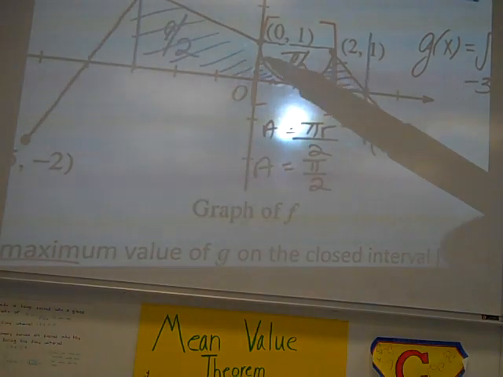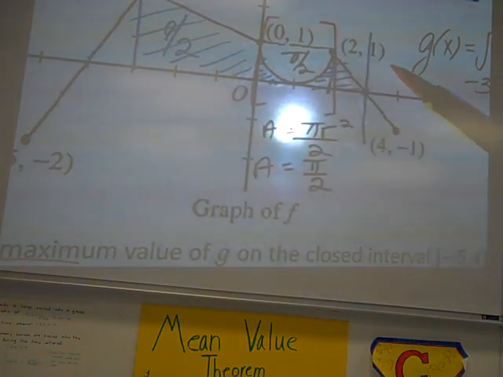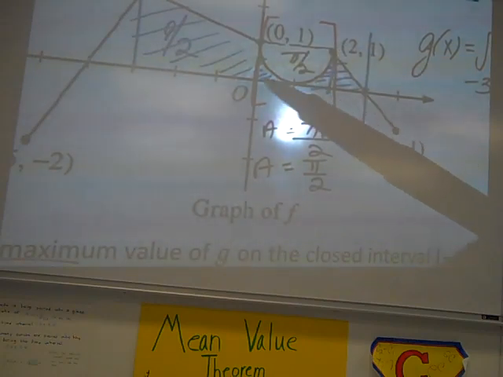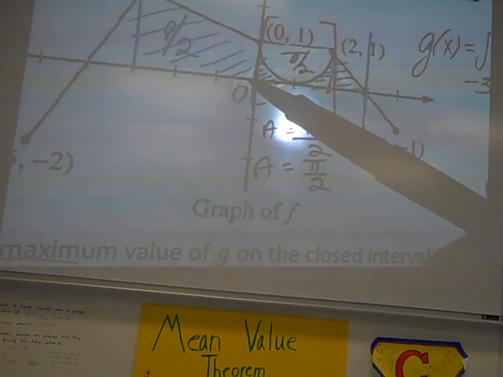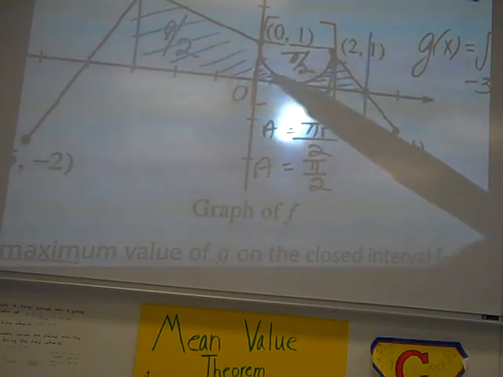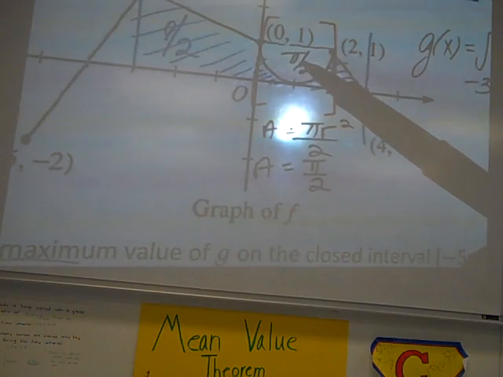I need the area underneath the semicircle. Well, how could we do this? I could see this as a rectangle. That rectangle is 2 spaces wide, it's 1 space tall, so that has a total area of 2. I'm going to subtract off the pi over 2.